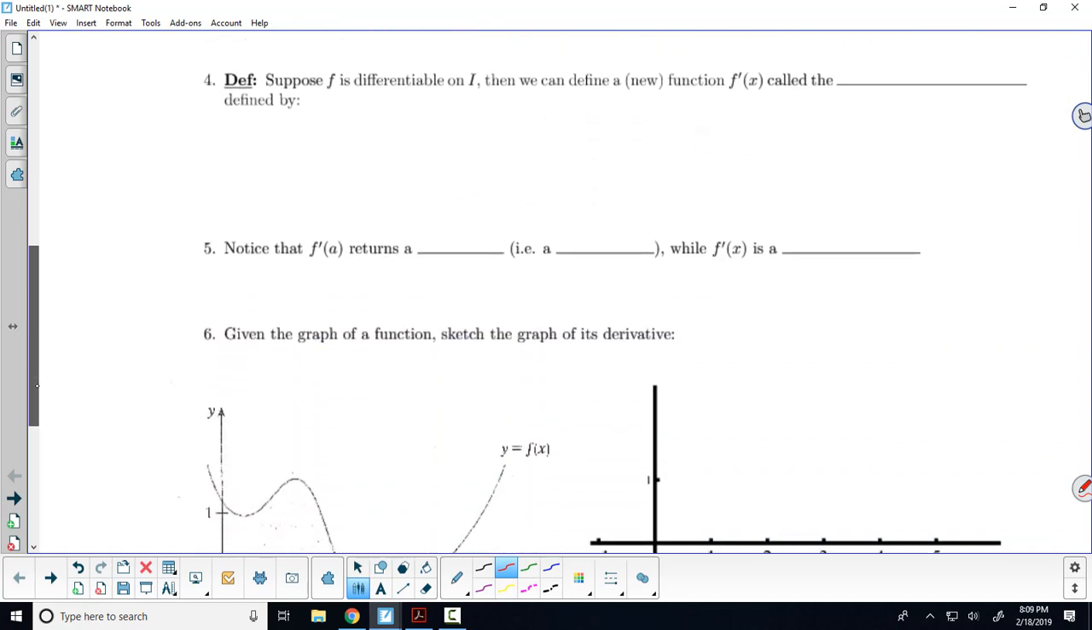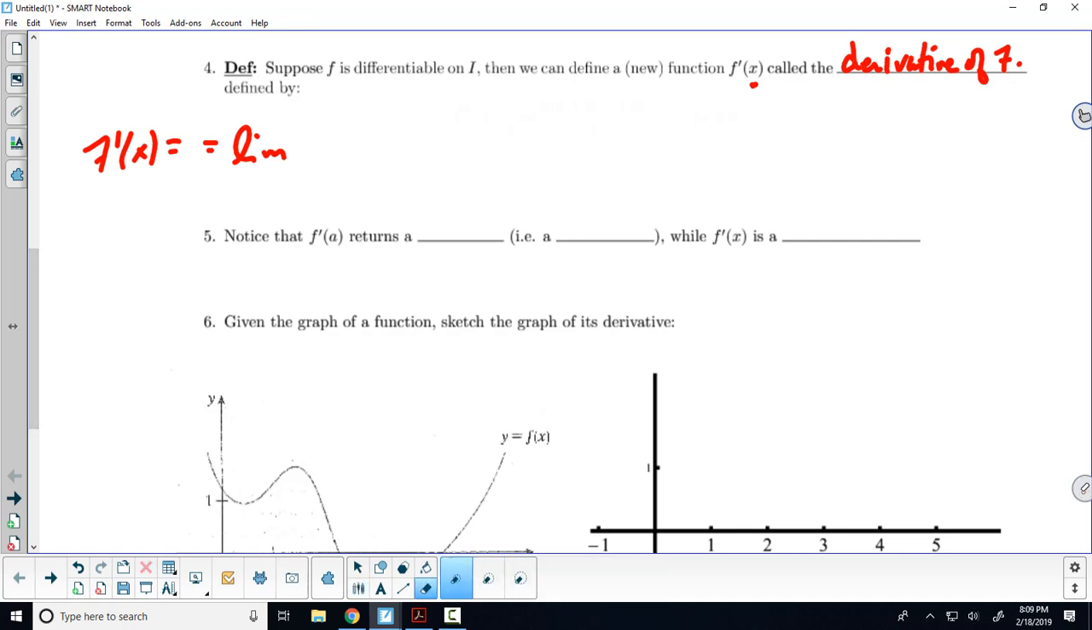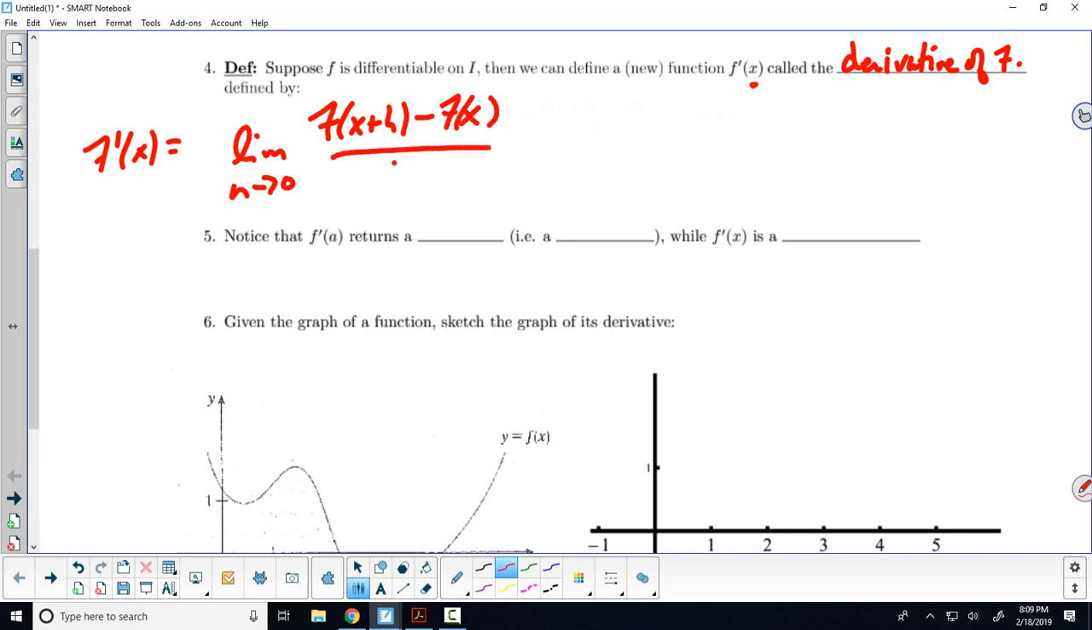So now here comes the new definition. Suppose f is differentiable on I, then we can define a new function, f prime of x, called the derivative of f. And the derivative of f is defined to be the limit. In fact, let's denote it. It's f prime of x, and that equals the limit as h approaches 0 of f of x plus h minus f of x all over h.